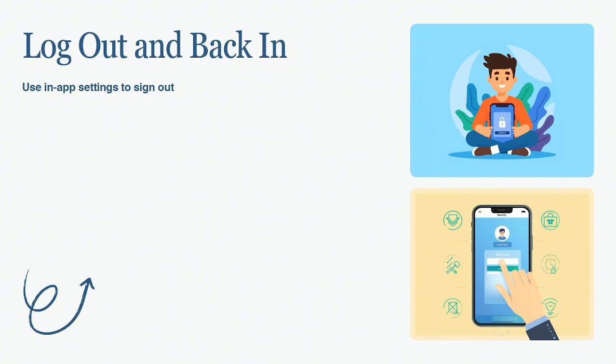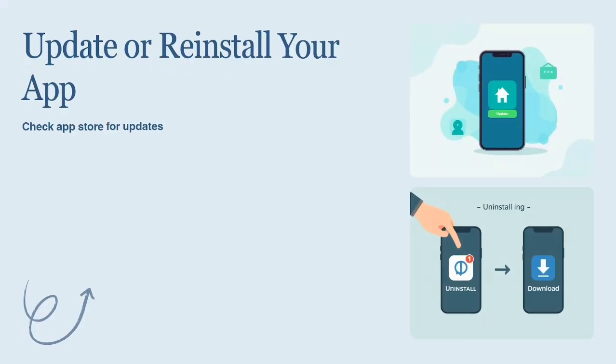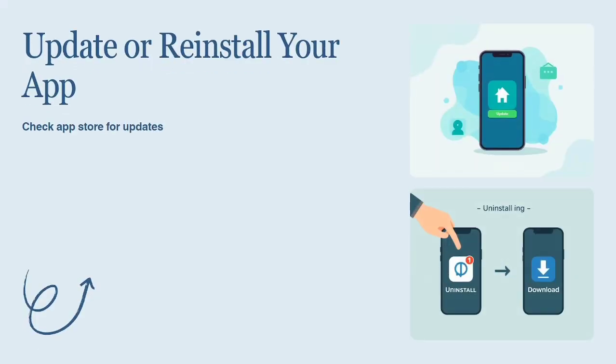You can also try updating or reinstalling the app. Ensure that you have the latest version of the Chime app from the Google Play Store or Apple App Store. And if the problem persists, you can try uninstalling and reinstalling the app entirely to ensure a fresh data download.